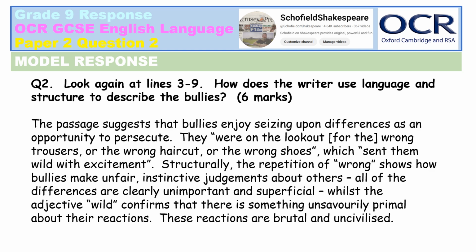The passage suggests that bullies enjoy seizing upon differences as an opportunity to persecute. They were on the lookout for the wrong trousers or the wrong haircut or the wrong shoes, which sent them wild with excitement. Structurally, the repetition of wrong shows how bullies make unfair instinctive judgments about others. All of the differences are clearly unimportant and superficial, whilst the adjective wild confirms that there is something unsavourily primal about their reactions. These reactions are brutal and uncivilised.